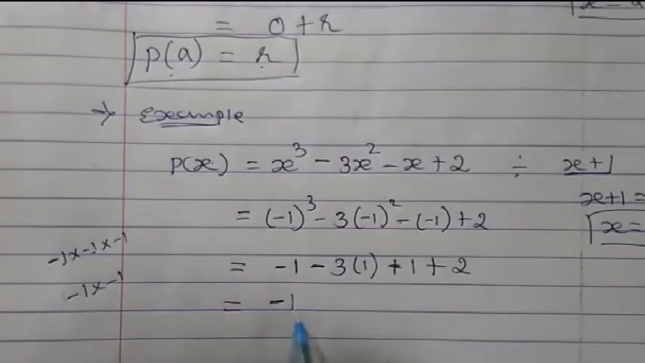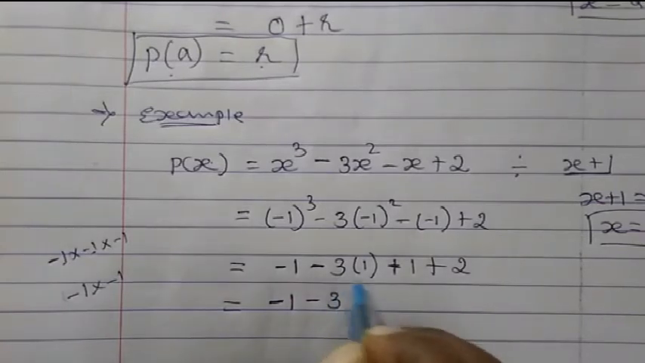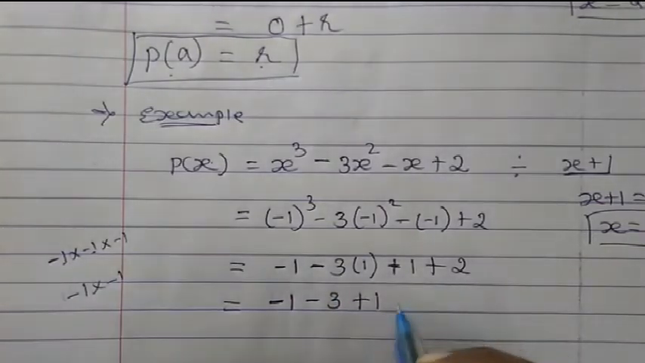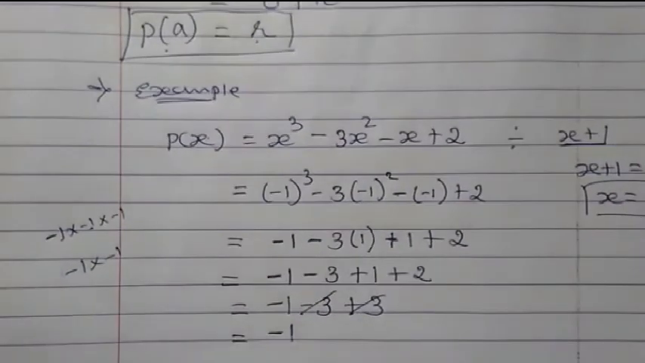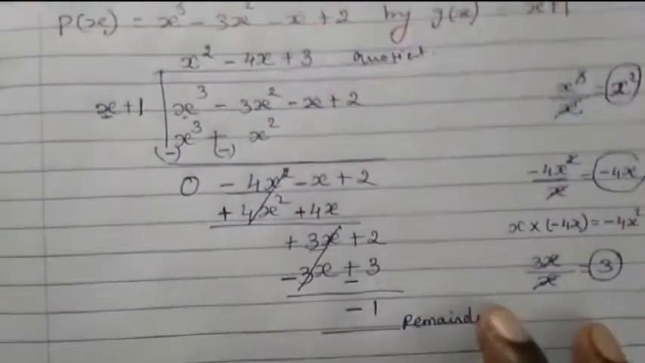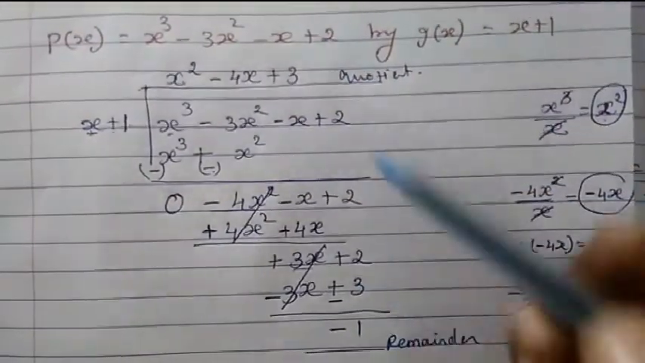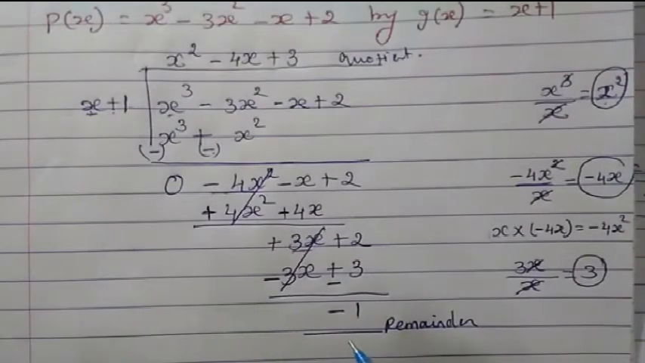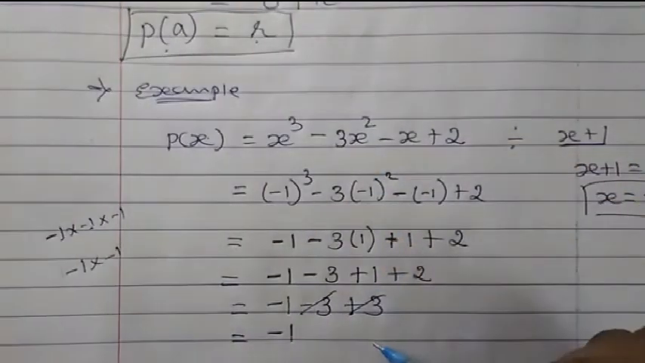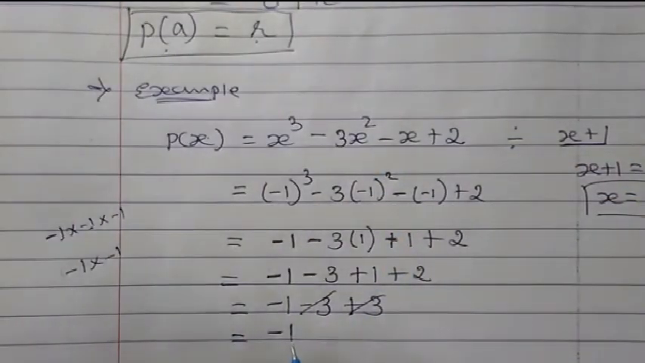So now let's write down minus 1. Then 3 into 1 is 3, but with minus, so minus 3. Then plus 1 and plus 2. So minus 1, minus 3, plus 1 and plus 2 will be plus 3. So these two get cancelled. So we have remainder minus 1. You see here, we did the long division and got minus 1 as the remainder. Now here, without doing the long division, we got the remainder minus 1.